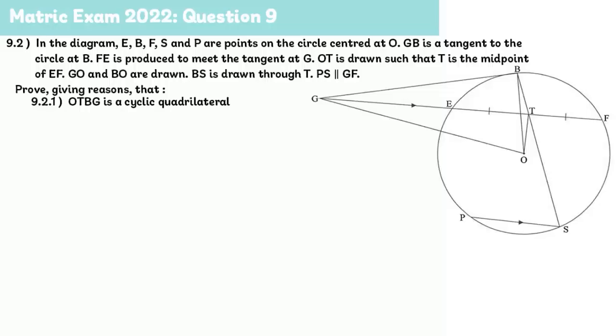We're on to question 9.2. It's a mouthful, so let's get started. In the diagram, E, B, F, S and P are points on the circle centered at O.